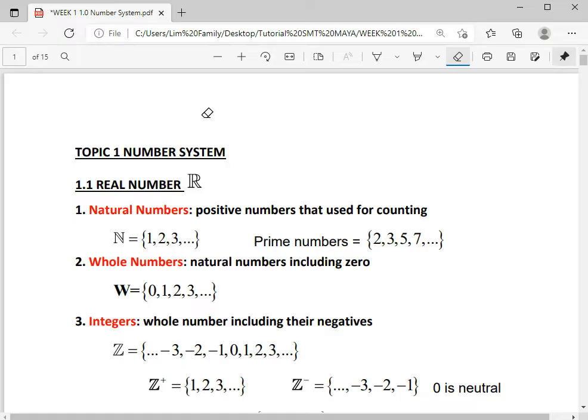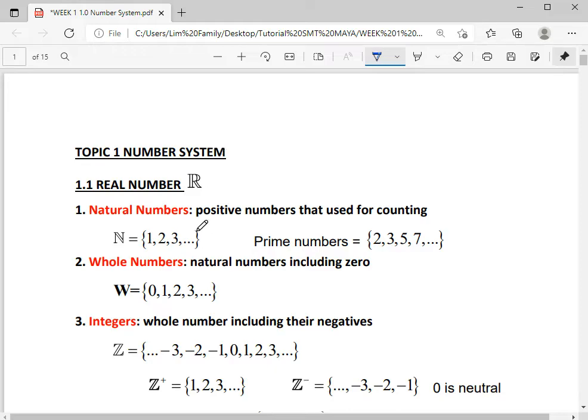Okay, so topic 1 is about number system. So number system, we have 3 subtopics here. The first one, 1.1, is real number. So what is a real number? Real numbers are the numbers that we use as usual, like whole numbers (nombor bulat), decimal numbers, and fraction numbers. So whatever numbers that we have used before, they all are real numbers.